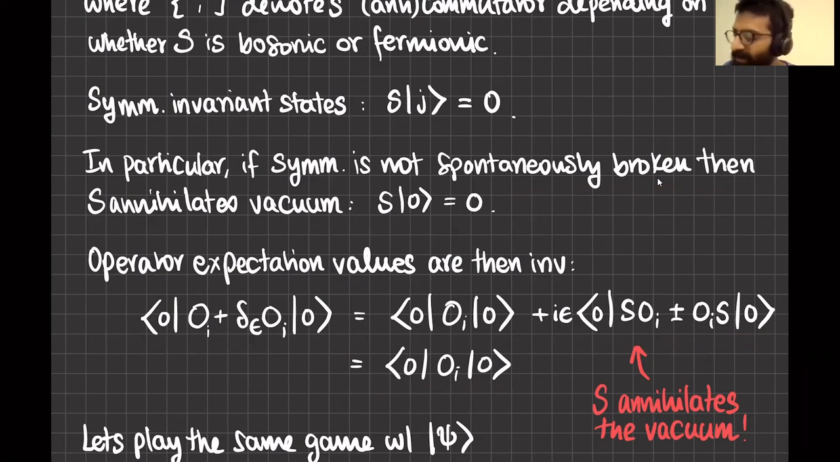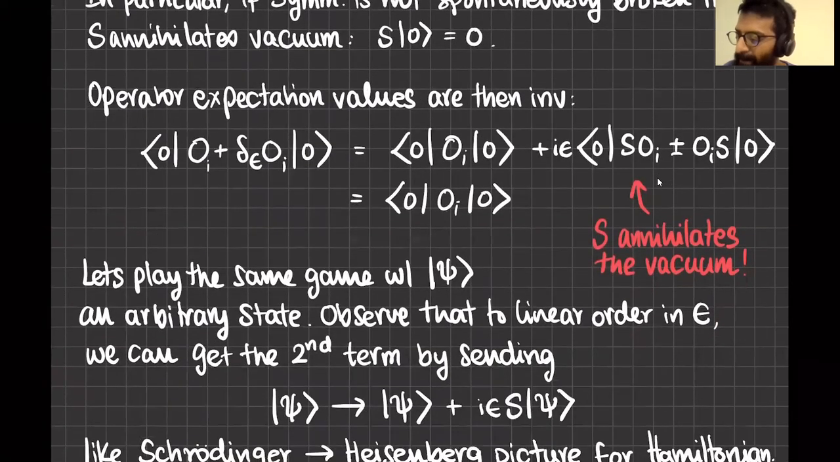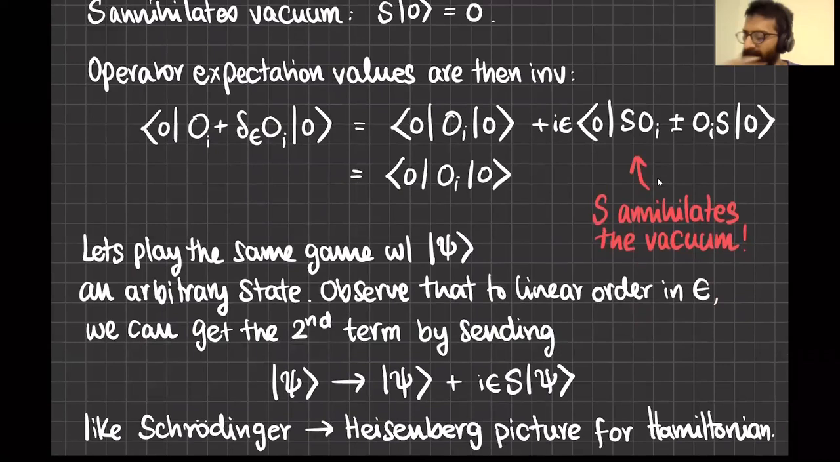Now let's play the same game, but with some arbitrary state psi. Observe that the order epsilon term, which is the leading order in the infinitesimal variation, we can get just by sending psi to psi plus i epsilon S acting on psi. If S were the Hamiltonian and we were talking about time evolution, then this would just be the transition from the Schrodinger to the Heisenberg picture, where in the Schrodinger picture the states evolve in time, and in the other picture the states are fixed and the operators evolve in time.